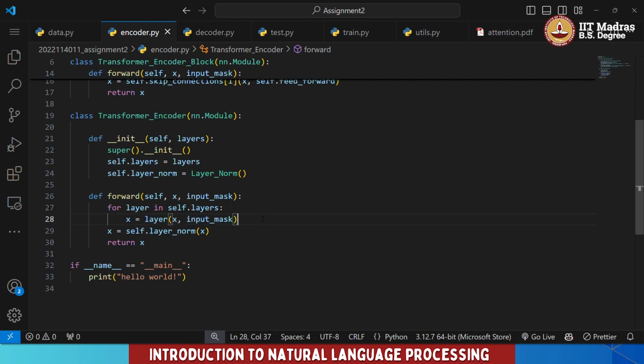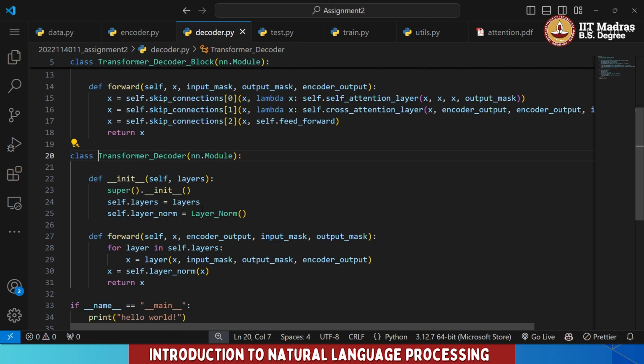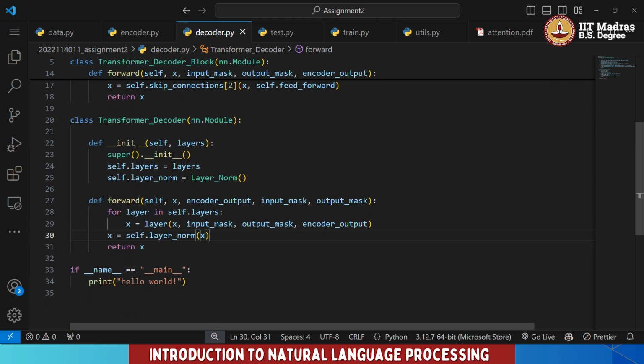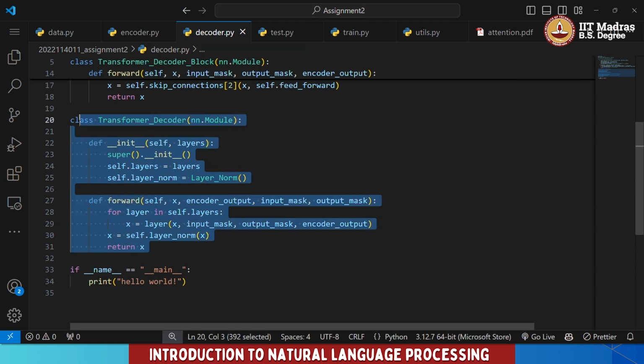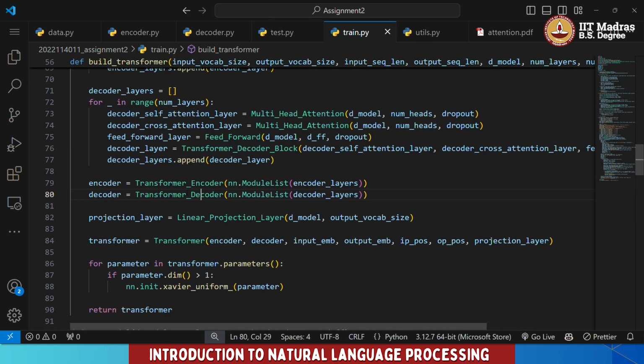We pass the input iteratively through each layer, and the output of the previous layer is passed into the input of the next layer. And at the end, we just apply a layer norm. That's it for the transformer encoder. And for the transformer decoder, it's again the same thing. Again, the parameters increase because we have input mask, output mask, and encoder output that also have to be passed to the layers of the decoder. So that's why the parameters increase, but otherwise it's the same thing. So that is about it for the encoder and decoder.